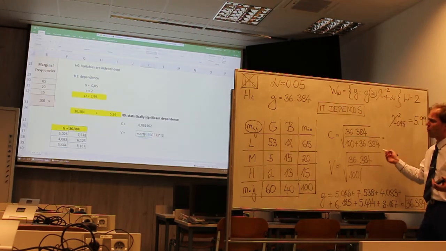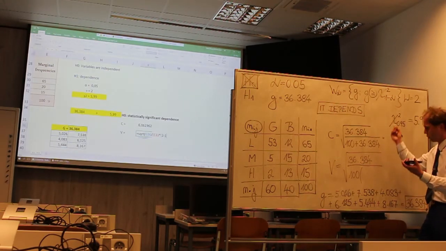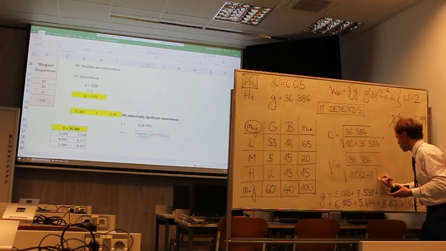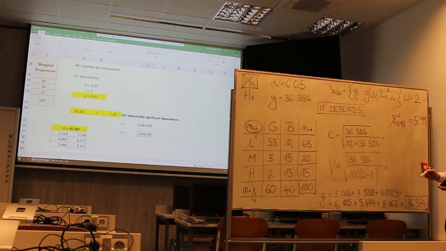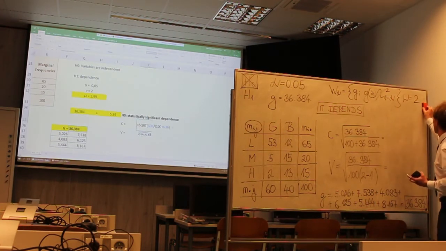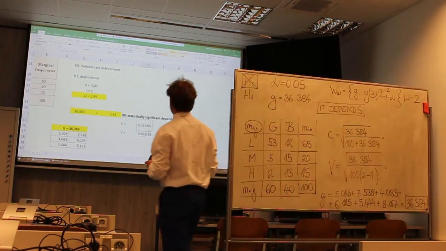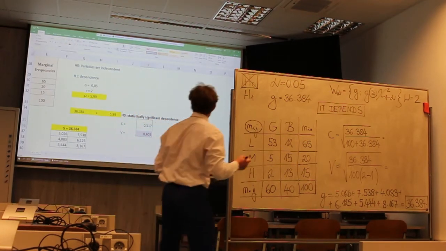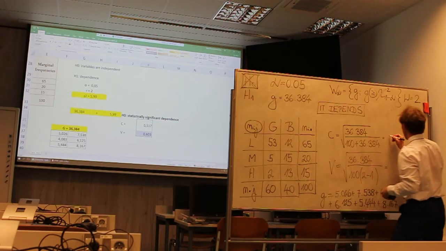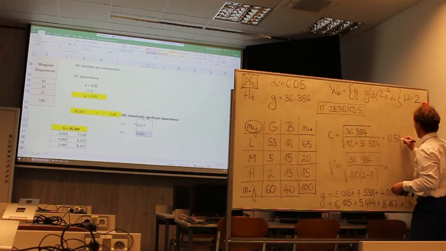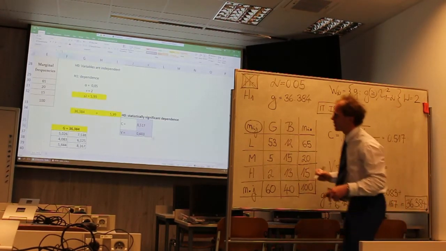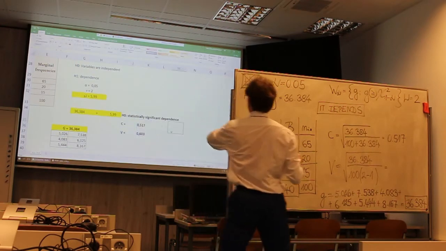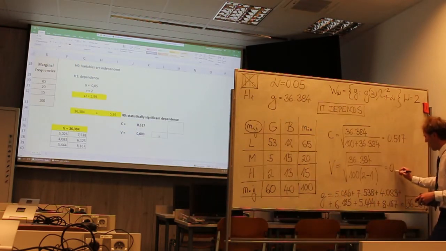So what is smaller, 3 or 2? 2. 2 minus 1. Yes. So Pearson coefficient C is equal to 0.517 and the Kramer coefficient V is 0.603.